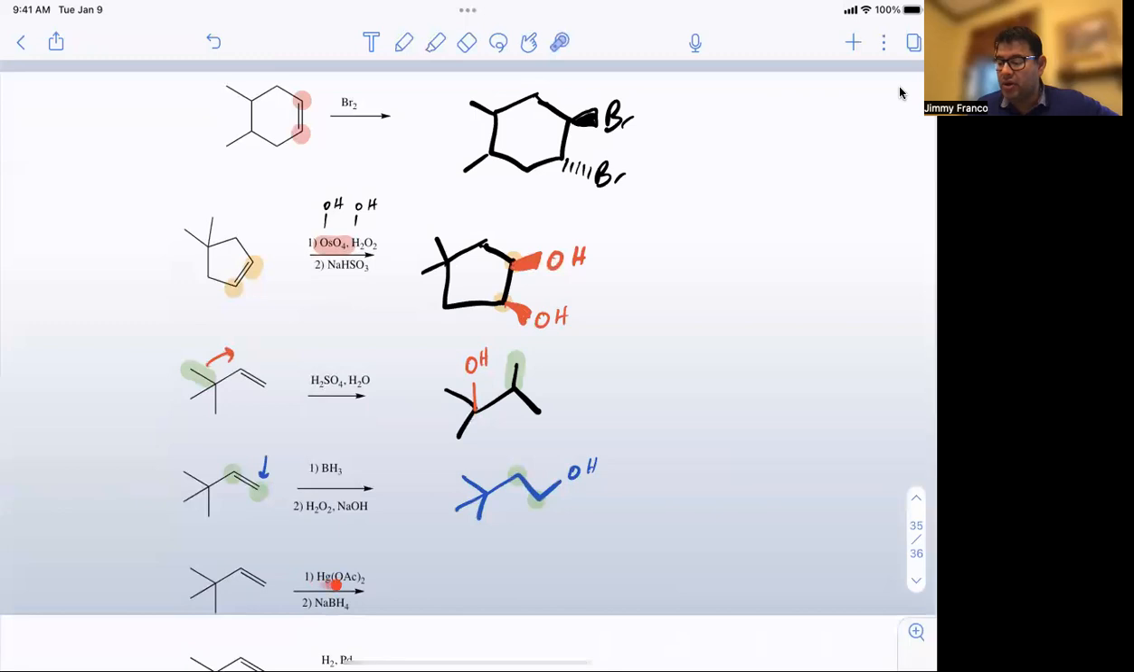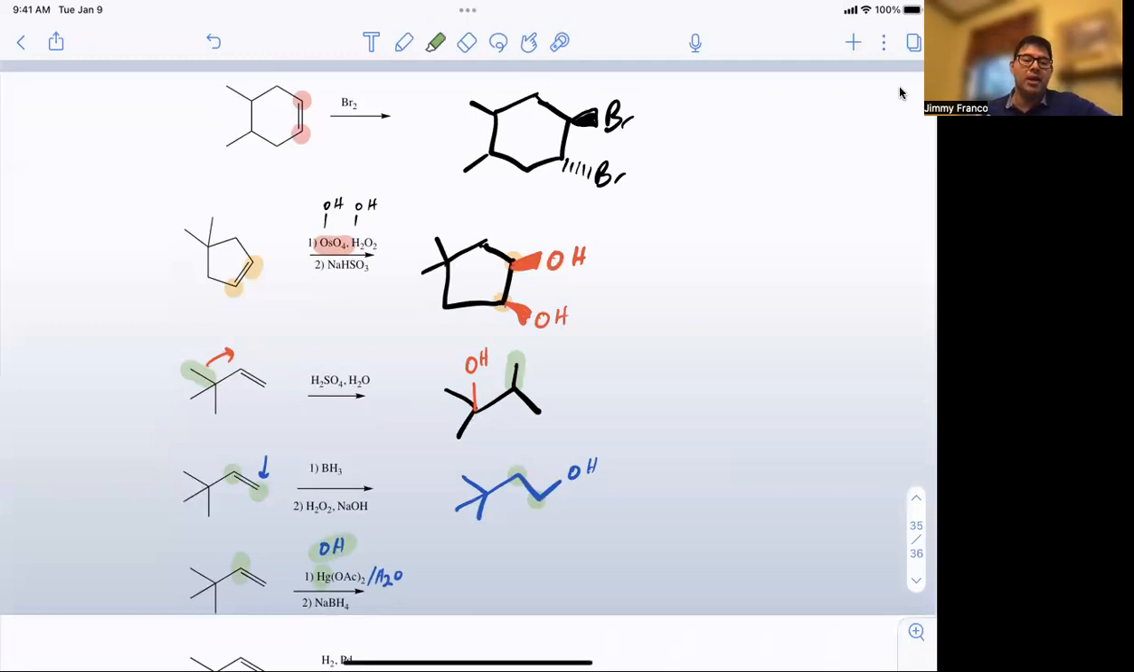Last one on here is mercury acetate. And I left off the water, so we have mercury acetate and water. When you see mercury, it should yell out at you that we're putting in an alcohol. We're going to add an OH, and you're going to add it to the more substituted carbon with no rearrangement.